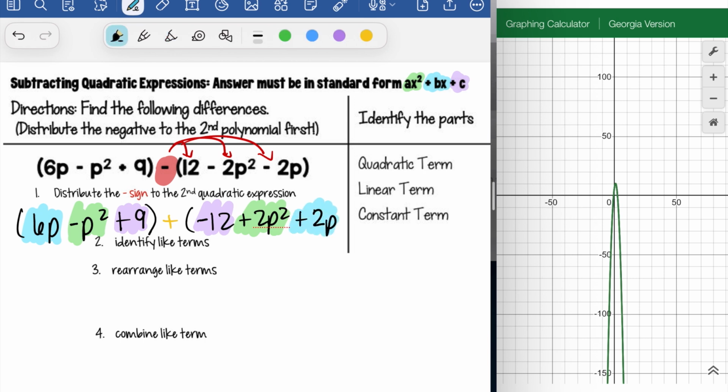So now we're going to rearrange them so that they are side by side. And since I want to rearrange them and I want my final answer to be in standard form, my quadratic term should come first. So negative p squared plus 2p squared added to my linear terms, 6p plus 2p, added to my constant terms, 9 minus 12.